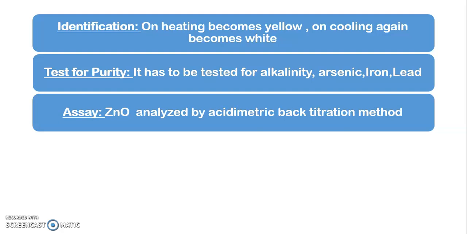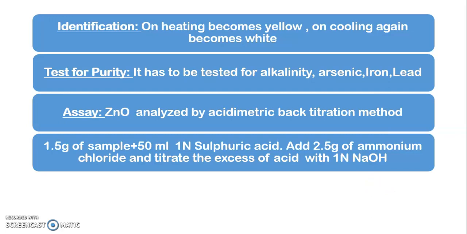Assay. Zinc oxide can be analyzed by acidimetric back titration method. We treat zinc oxide with sulfuric acid. Then we need to titrate the excess of acid with sodium hydroxide. With that titration, precipitation occurs, so we can't identify the exact endpoint. To avoid that, we need to add ammonium chloride to this titration.